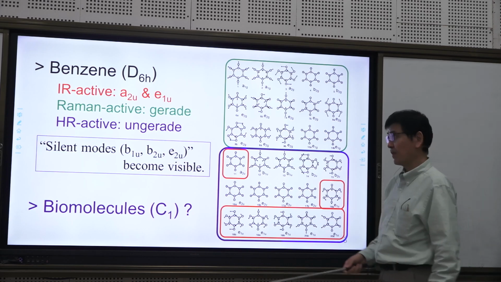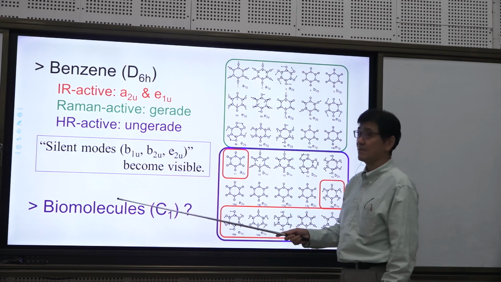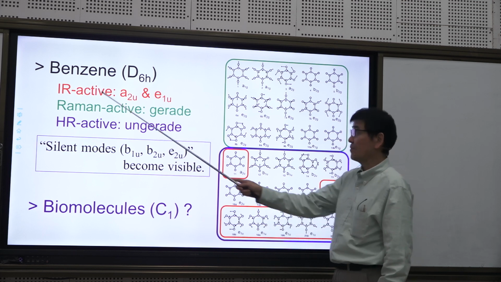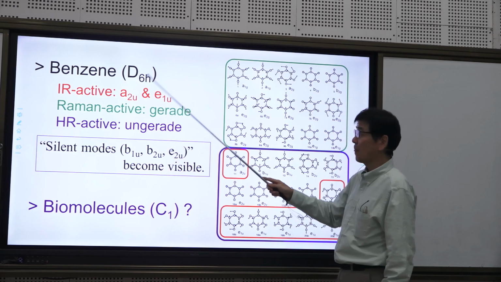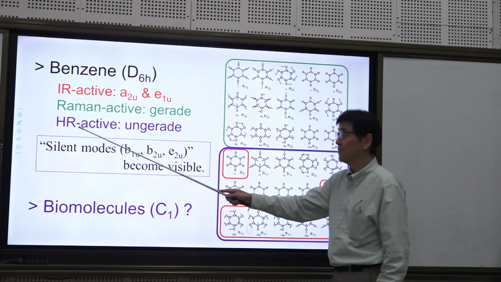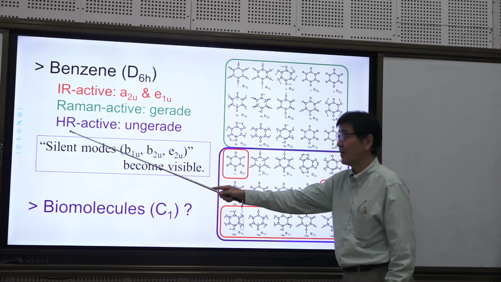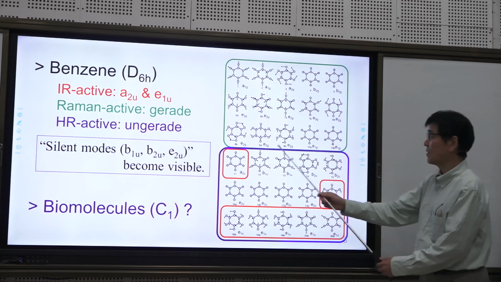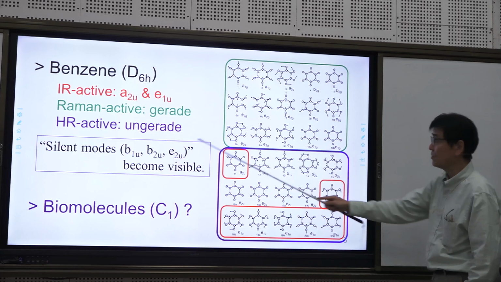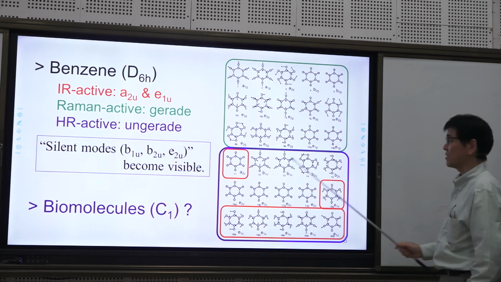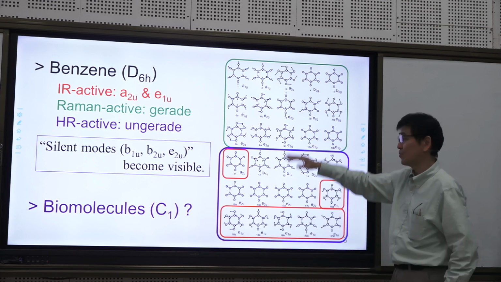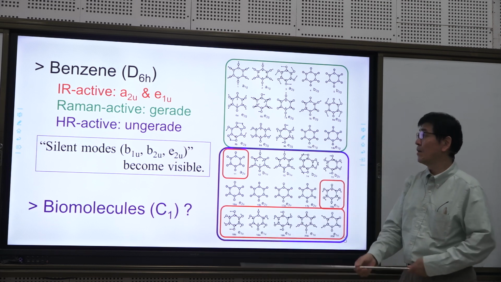And probably yesterday, I introduced some examples of applying hyper-Raman spectroscopy to small molecules. In the case of benzene, which has high symmetry, hyper-Raman spectroscopy has a unique selection rule. So the hyper-Raman active modes cover this range. The B1U, B2U, E2U modes have not been detected using IR and Raman, but hyper-Raman spectroscopy can detect these modes. Okay.